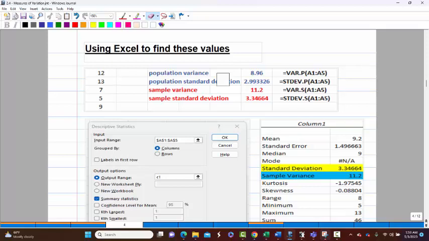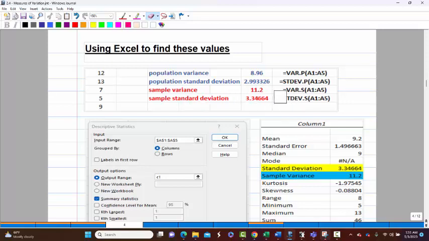Population variance in Excel is var.p. Makes sense? P for population. You can't see the labels, but that is column A, so it's A1 to A5. You could be in a different column and use whatever you have. Now, population standard deviation, I could do that one of 2 ways. I could take the square root of the answer above it, but it has its own command, stdev.p, A1 to A5, which gives you the 2.993.